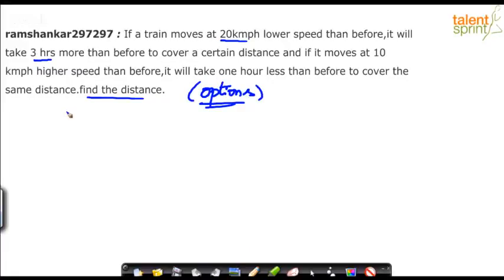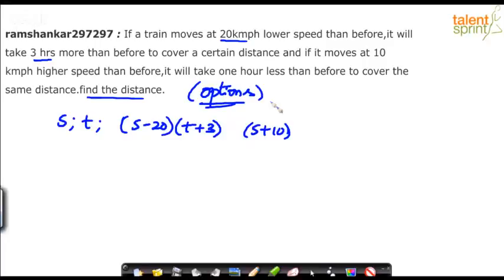See, he says, let us assume the original speed of train is s and the time taken is t. When it moves at a speed which is 20 kilometers per hour less, that means s minus 20. It will take how much time? It will take 3 hours more. So time taken will be t plus 3. And if it moves at 10 kilometers per hour higher speed, that means s plus 10, original speed plus 10 kilometers per hour, then it will take 1 hour less. So original time is t, it will take t minus 1. That's it. All these three are representing what? They're representing the distance. Yes or no?